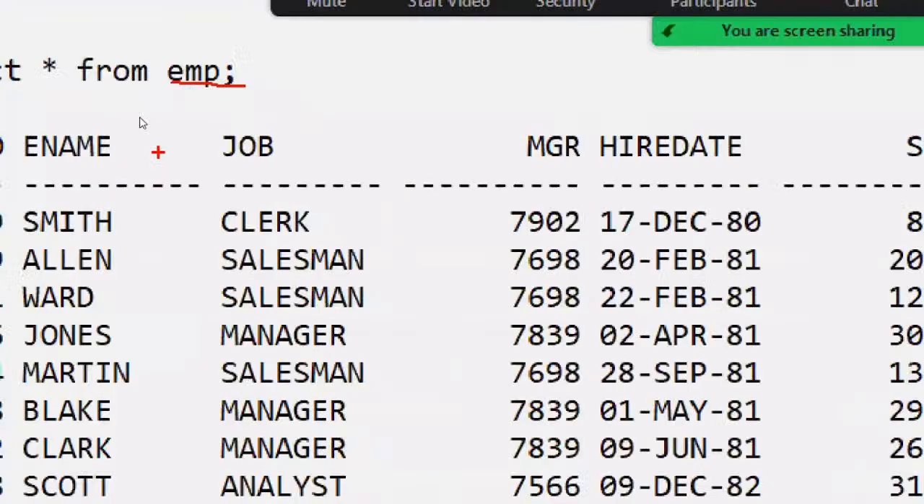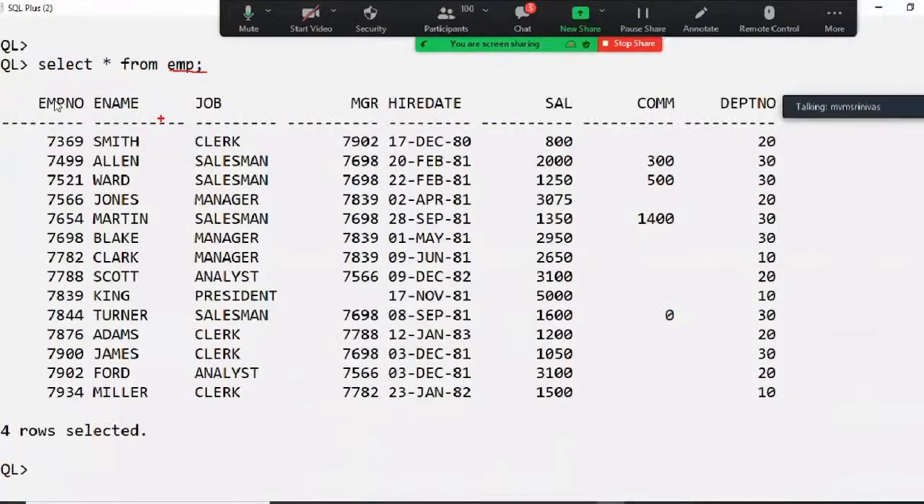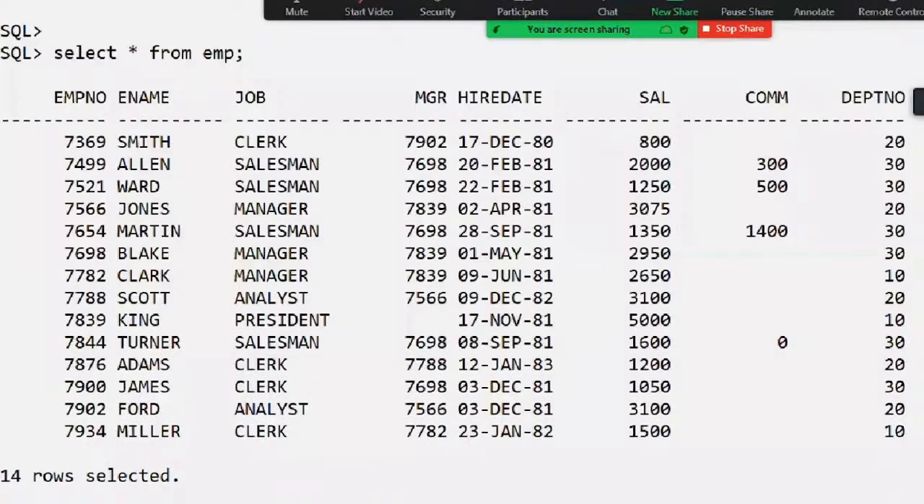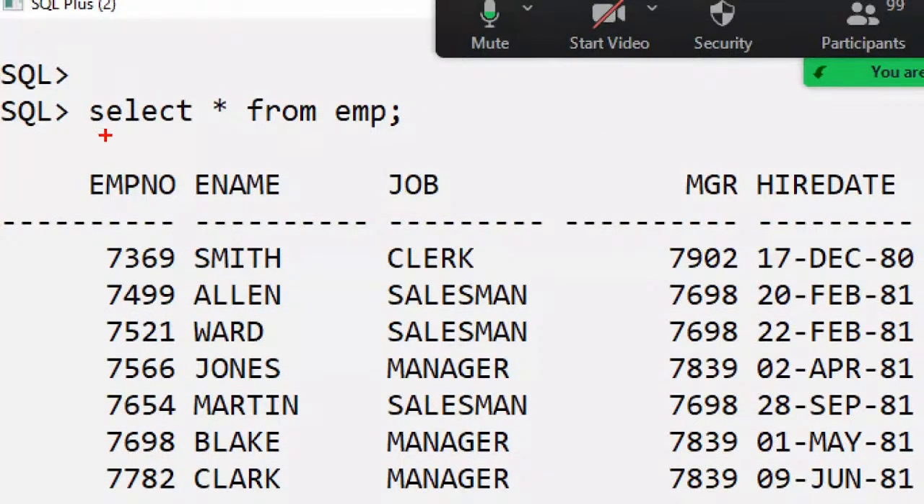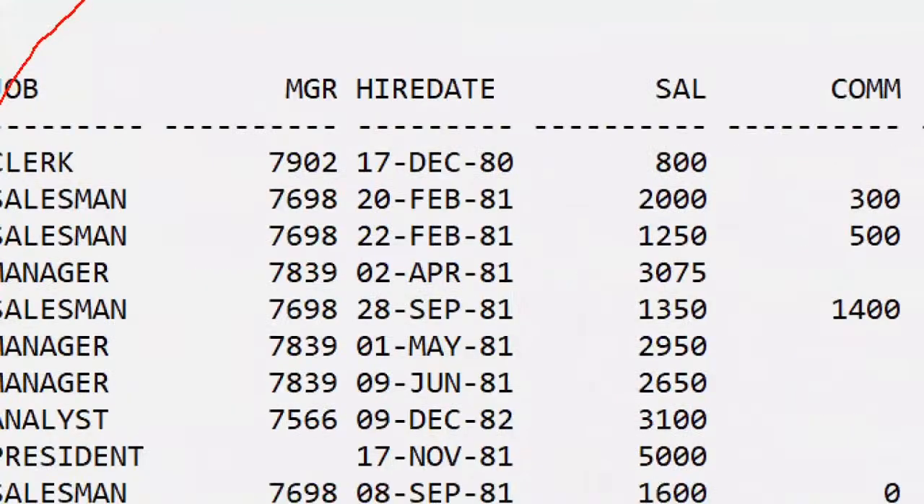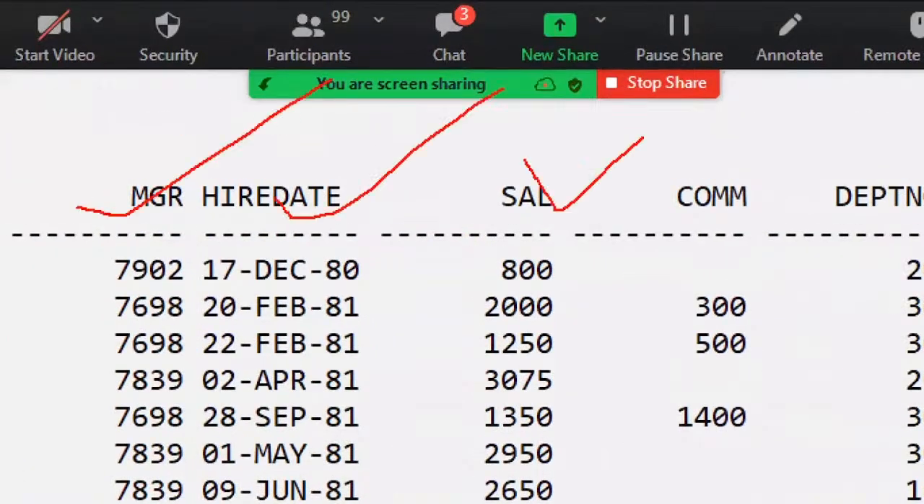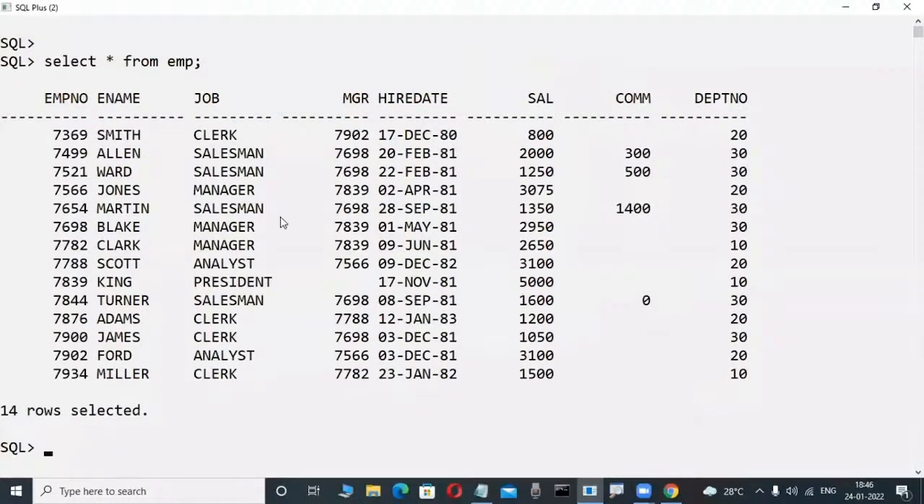Now here is the EMP table. How many columns are there in this EMP table? I am not asking for the names, just how many. These are called columns. 1, 2, 3, 4, 5, 6, 7, 8. Maybe 8 columns are there. I'm counting because writing a query to count the number of columns in a table is an interview question, which we will cover in the future. Yes, 8 columns are there.